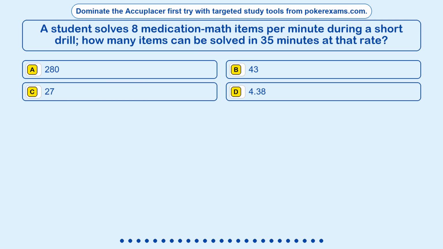Question 5. A student solves 8 medication math items per minute during a short drill. How many items can be solved in 35 minutes at that rate? Option A, 280. Option B, 43. Option C, 27. Option D, 4.38.